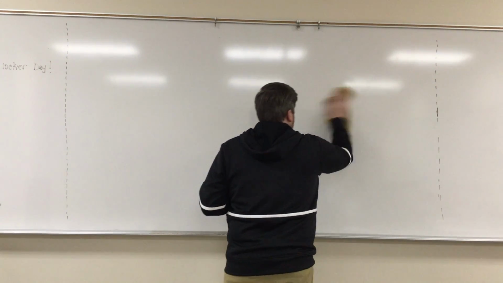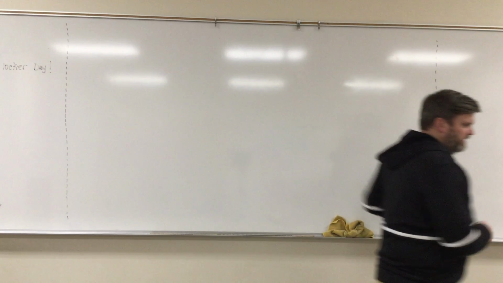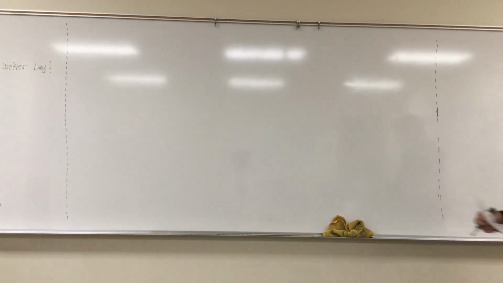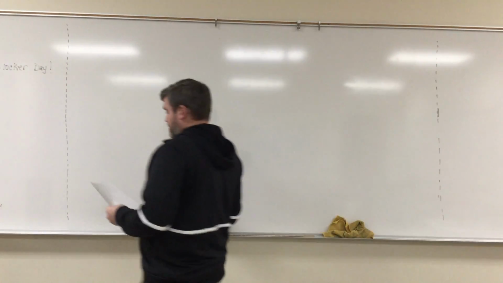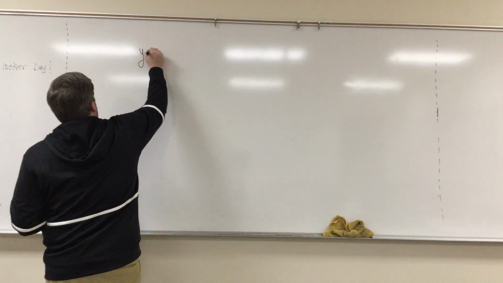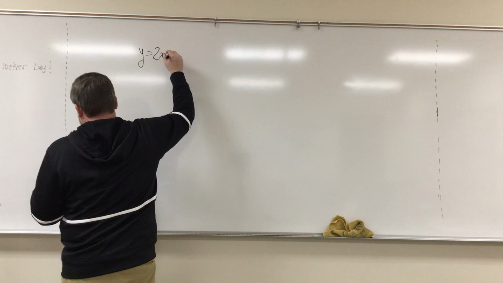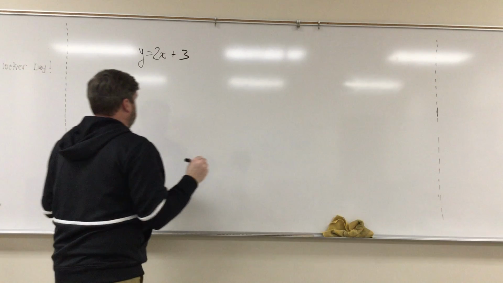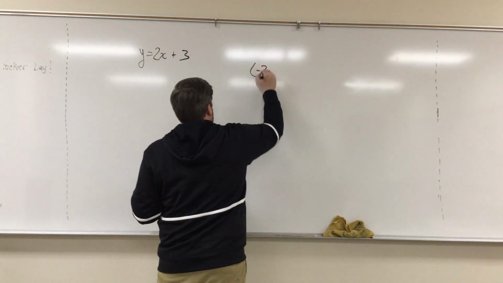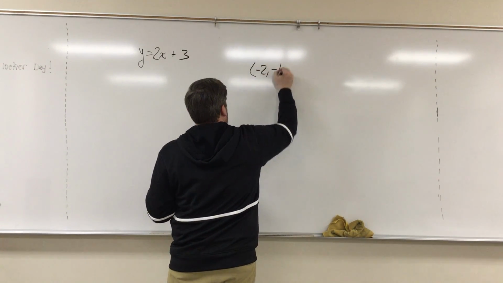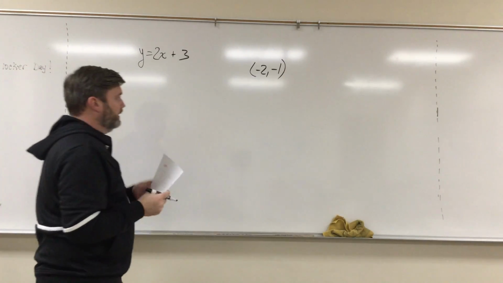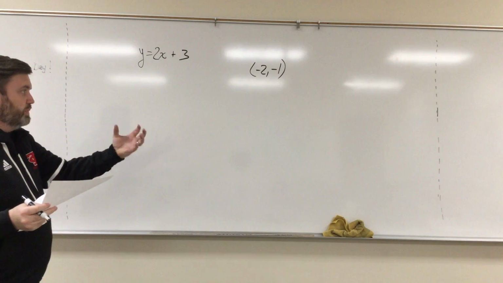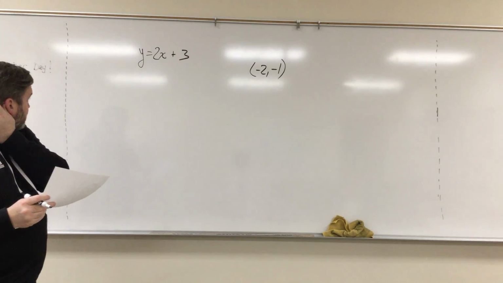So let's start with the equation. Made a little cheat sheet here ahead of time. Let's start with the equation y equals 2x plus 3. And let's see if negative 2, negative 1 is a point on that line. So we have no graph. We can't tell just by looking, but the algebra will tell us.